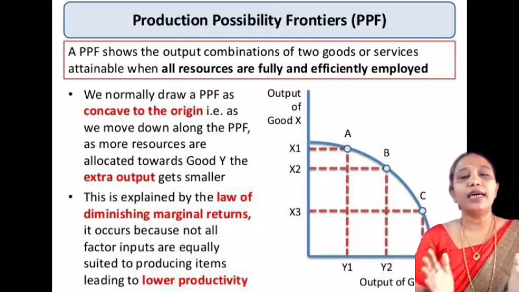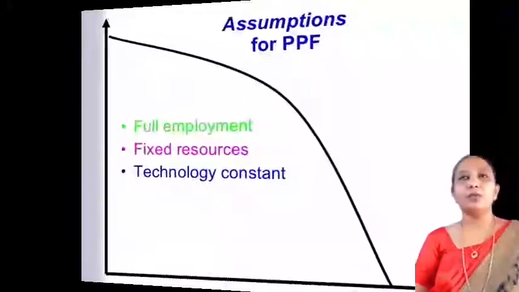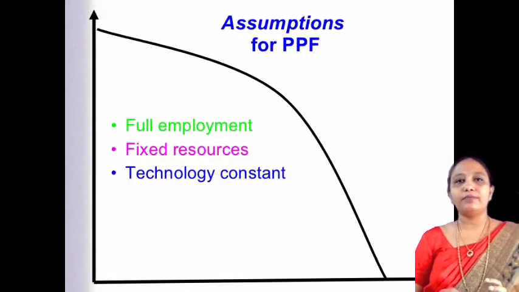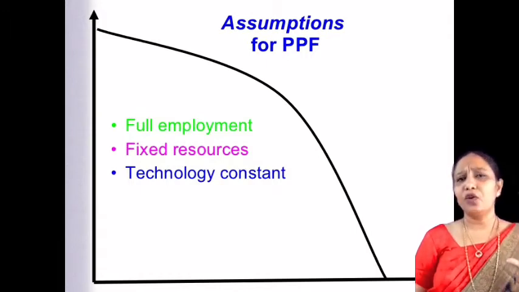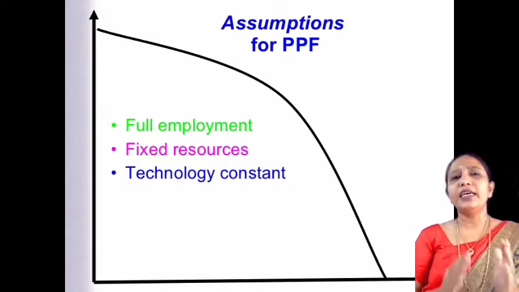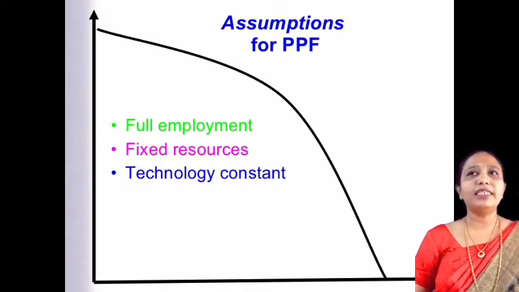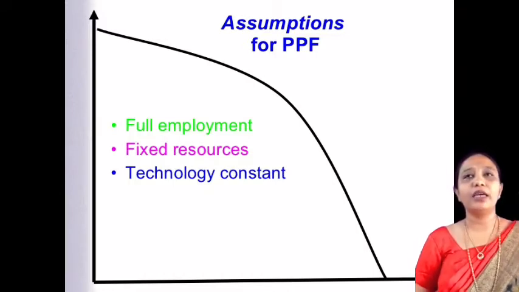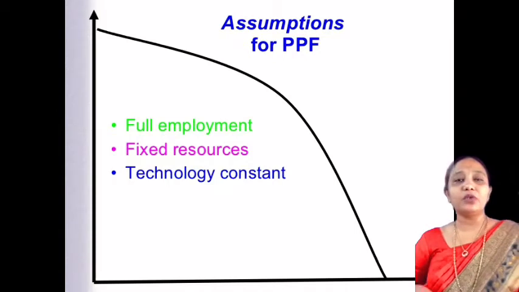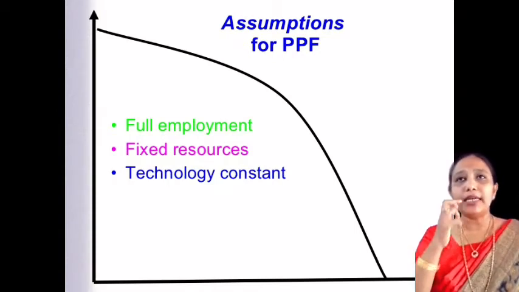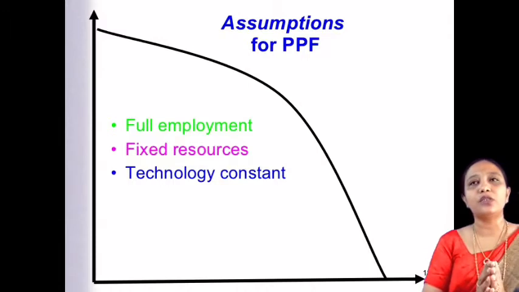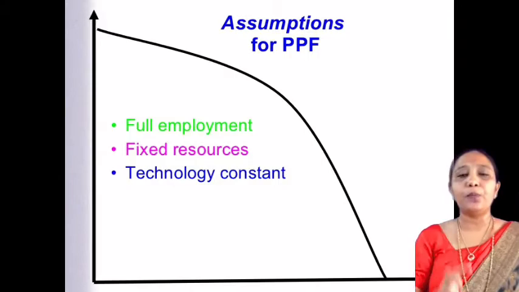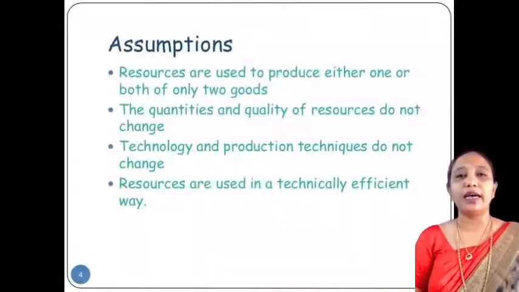What are the assumptions of the production possibility frontier? The amount of resources in an economy is fixed. The amount of resources to be utilized is fixed. But these resources can be transferred from one use to another, so the same resources can be used in another way also. With the help of the given resources, only two goods can be produced.